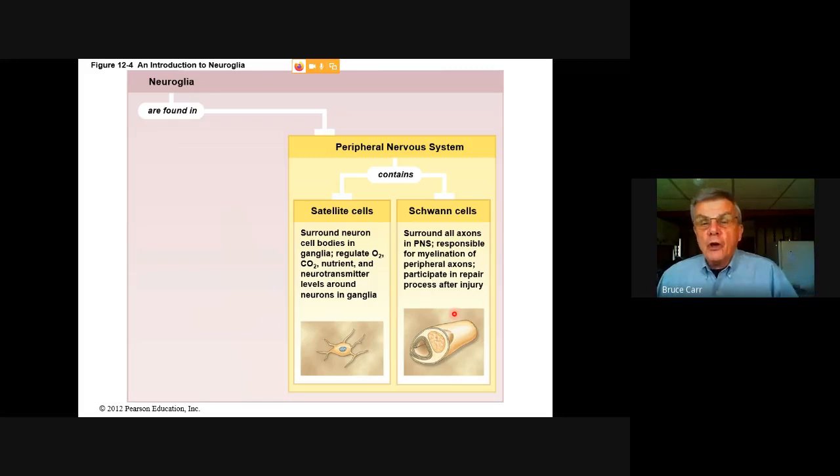The neuroglia also contain peripheral cells like satellite cells. These are sort of the building and grounds cells. In addition to these Schwann cells on the right, the satellite cells are there. They regulate oxygen and CO2, nutrient and neurotransmitter levels around the neurons in ganglia. This is necessary for the gray matter function that's outside the peripheral nervous system.